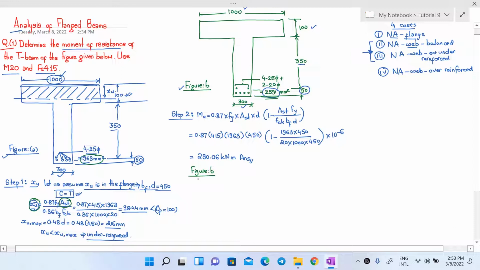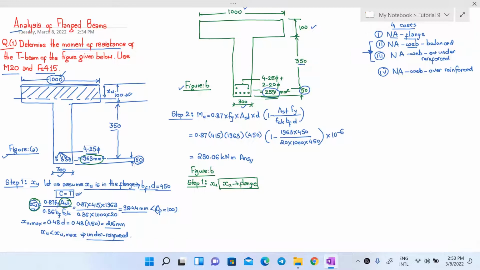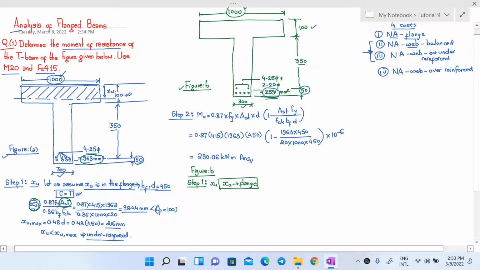So let us repeat the same step 1 to determine Xu. To determine Xu, we will again assume that Xu lies in the flange first. And remember, I have told the significance of having this assumption at the very beginning. It will help us to assume that this reinforced concrete T-beam is essentially a rectangular beam of width Bf, that is 1000 mm, and effective depth 450 mm. And then only by assuming that Xu lies in the flange can you use this formula to compute the value of Xu. So let us compute the value of Xu now.